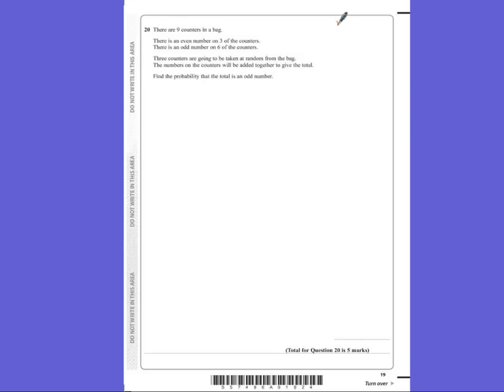Well, the first thing we need to remember is that an odd plus an odd equals an even, and an odd plus an even equals an odd. We also need to know that an even plus an even is an even. So thinking about that, the only way of getting an odd total off these 3 numbers is by having all 3 of them odd, or any combination of 2 of them being even with 1 of them being odd.